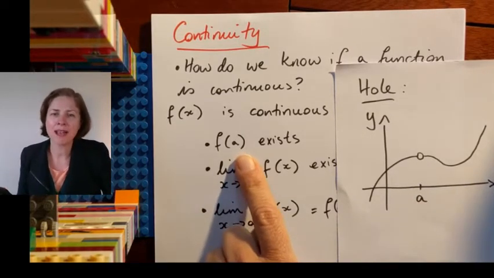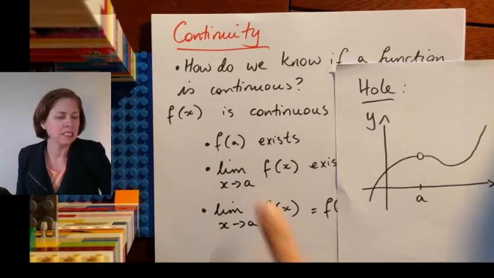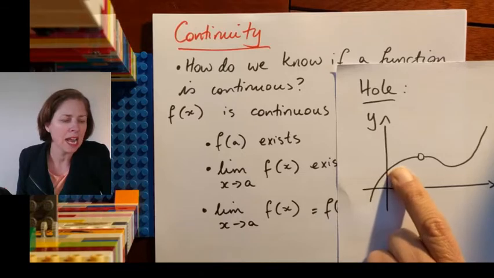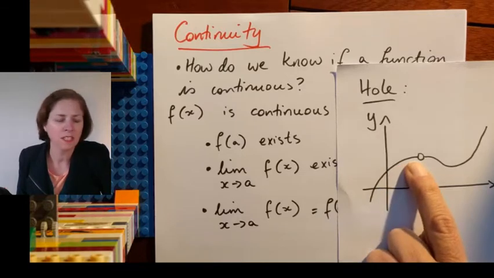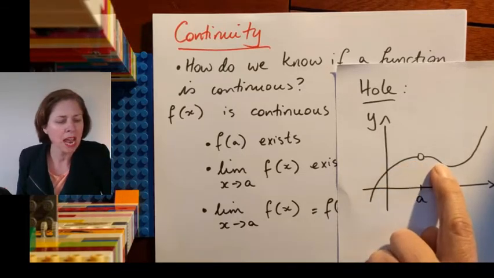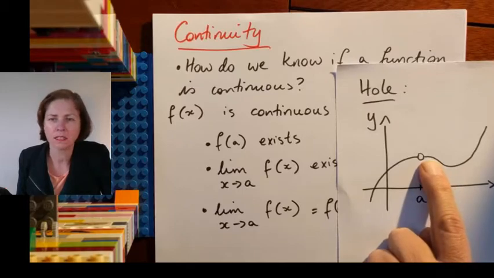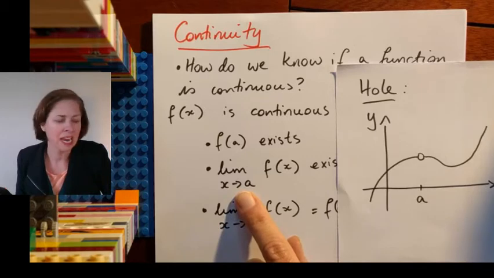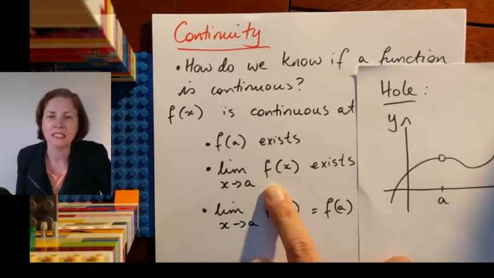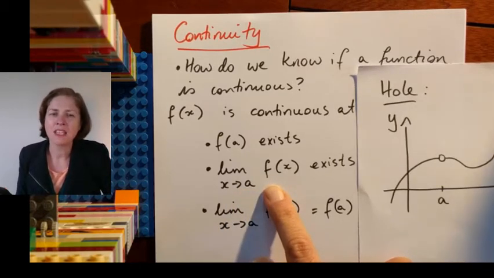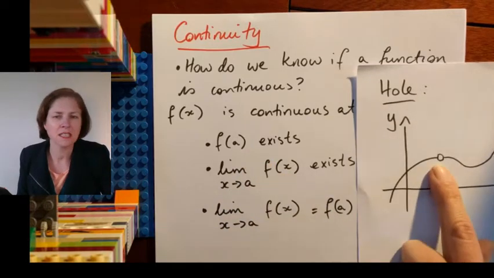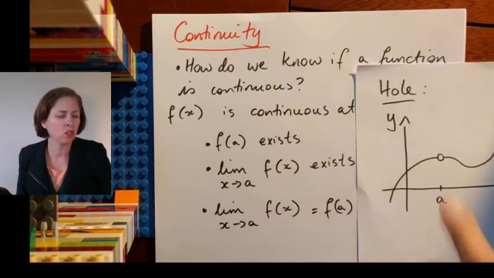So it doesn't matter that the limit exists, because if I look at this graph, I can clearly see that the value of y as I approach from the left equals the value of y as I approach from the right, which means that the limit as x approaches a of f of x does exist. But that doesn't mean the graph is continuous. f of a itself does not exist. There's a hole there, so the function is not continuous.